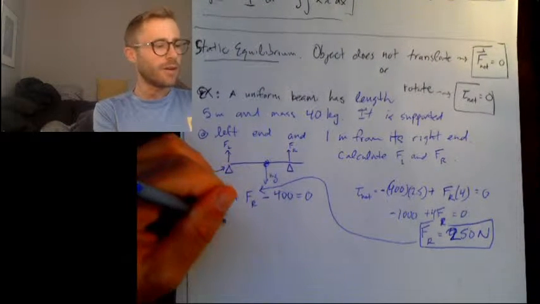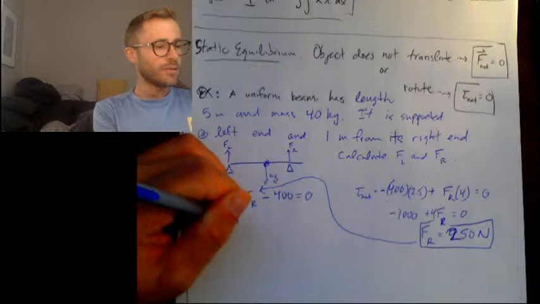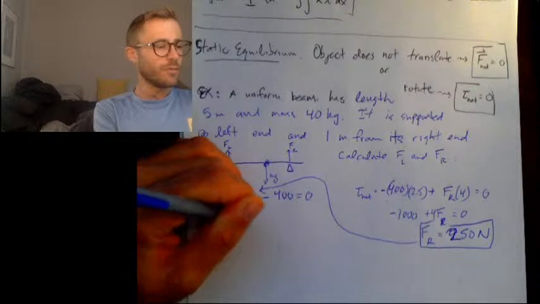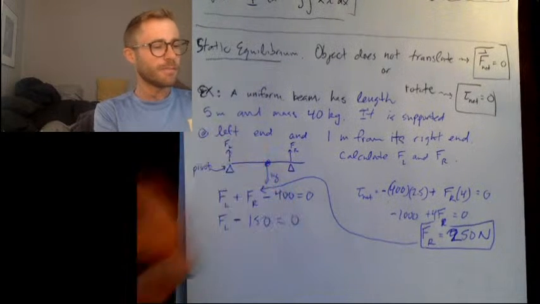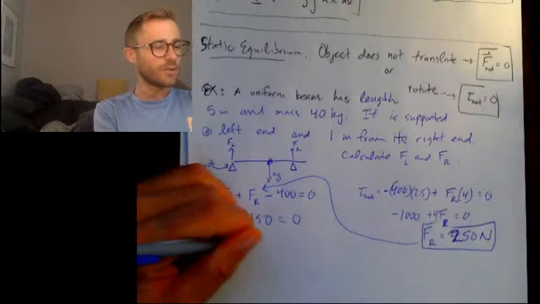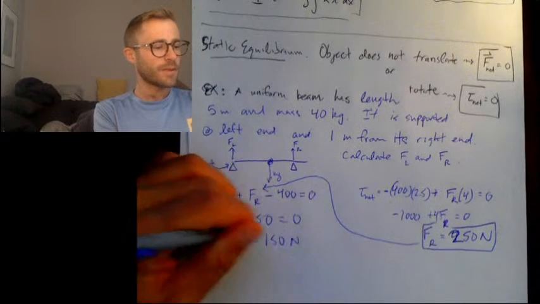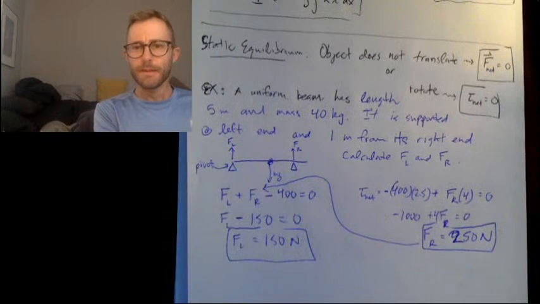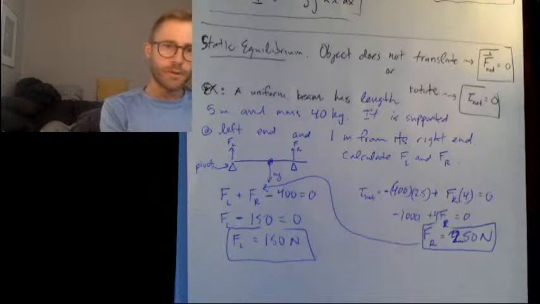So we have F sub L minus 150 equals 0. That says F sub L is 150 newtons. Okay, yay. So there you have it.